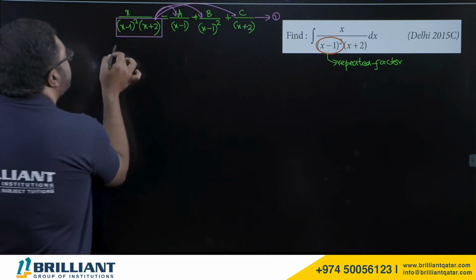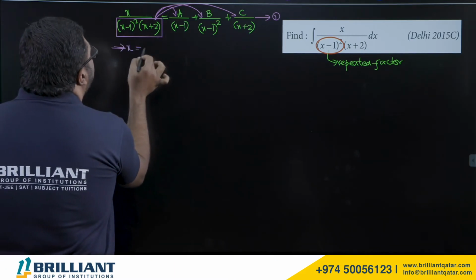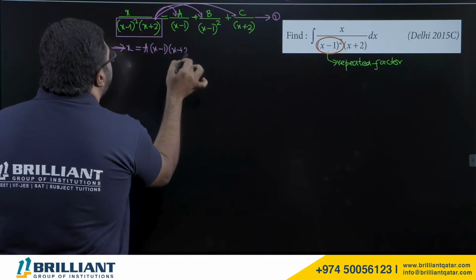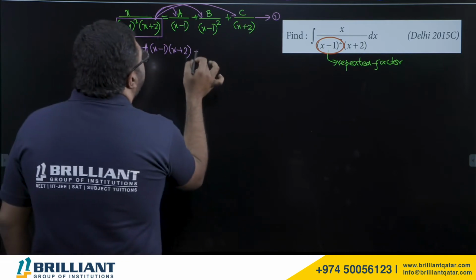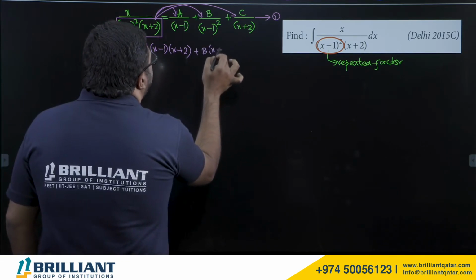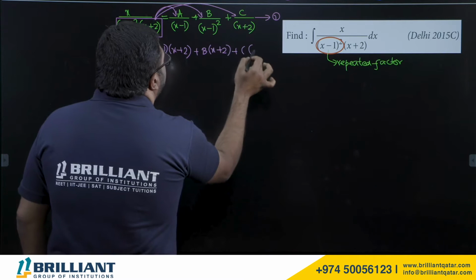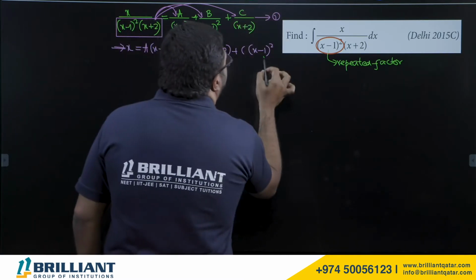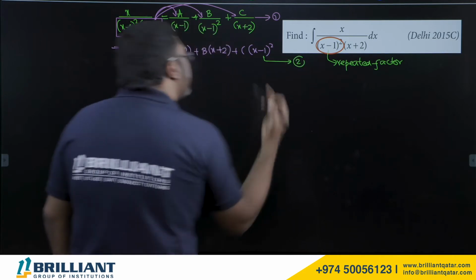So what is going to be the answer for x? x is equal to a into x minus 1 into x plus 2, plus b into x plus 2, plus c into x minus 1 squared. And call this as equation number 2.